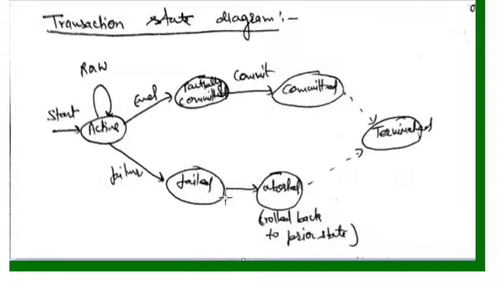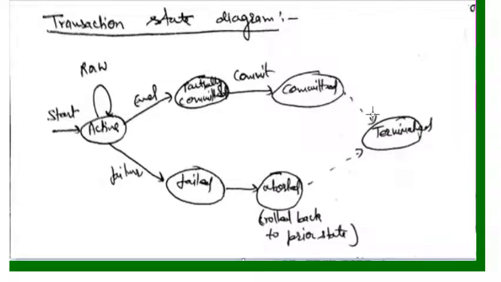So from the failed state, we have to roll back to the prior state, to a prior consistent state. And once we have done the complete rollback to the prior consistent state, the transaction comes into the state which is known as the aborted state. So aborted means it is also consistent. Committed means it is consistent. But these two states are not consistent.